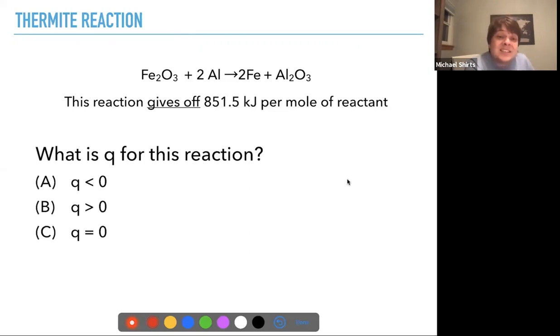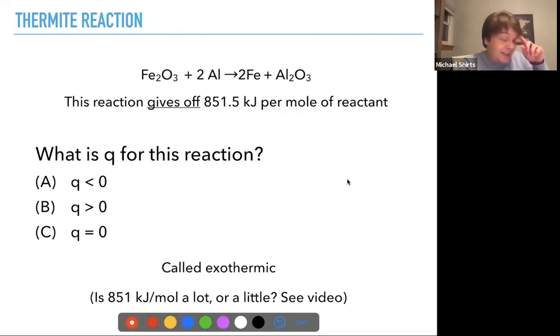Okay, so in this case, Q is less than 0. The chemical reaction occurs and it generates a lot of heat, and that heat goes into the environment. So it's an exothermic reaction because the energy is leaving the system and going into the surroundings. Is 851 kilojoules per mole a lot or a little? See the video, I've pretty much already told you the answer to that.